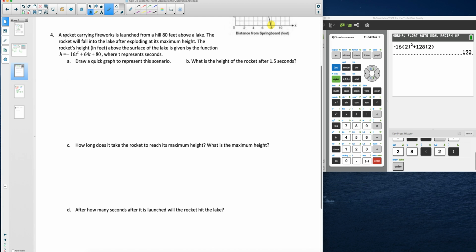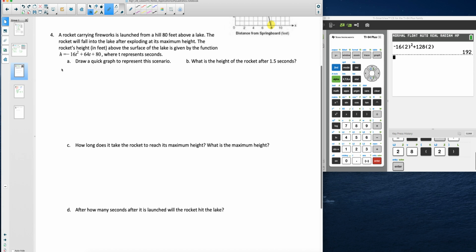So a rocket carrying fireworks is launched from a hill 80 feet above a lake. The rocket will fall into the lake after exploding at its maximum height. So we see that key phrase there, maximum height. So that means the vertex, right? All right, the rocket's height in feet above the surface of the lake is given by this function. So h equals negative 16t squared plus 64t plus 80, where t represents seconds.